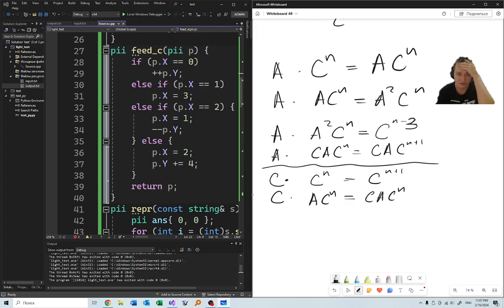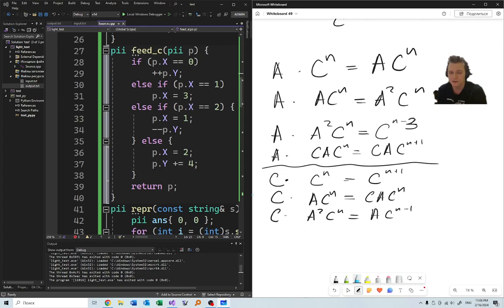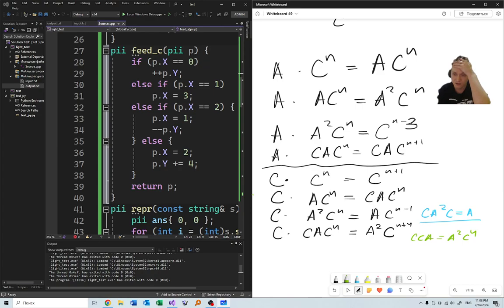What about this case? It is said that it is A C to the power n minus 1. So is it true? Let's try to simplify it. So we have C A squared C equals A. This is definitely correct. Finally, if we have C times C A Cn, it is said that it is A squared C to the power n plus 4. Let's again try to simplify it. It says that CCA equals A squared C to the 4th. We multiply it by A from the left side. ACCA equals A cubed C^4. This is C and this is C. Okay, so this is definitely correct.